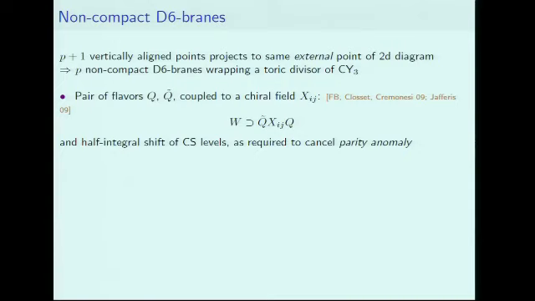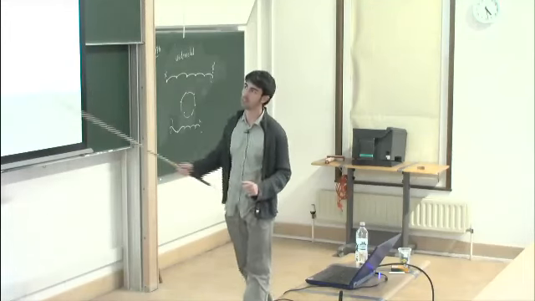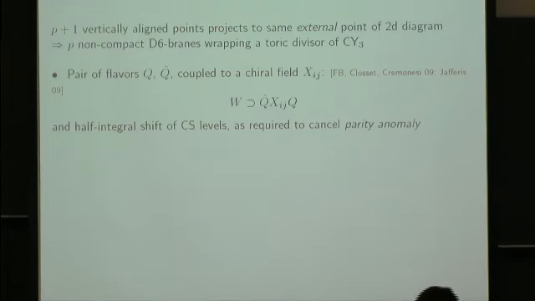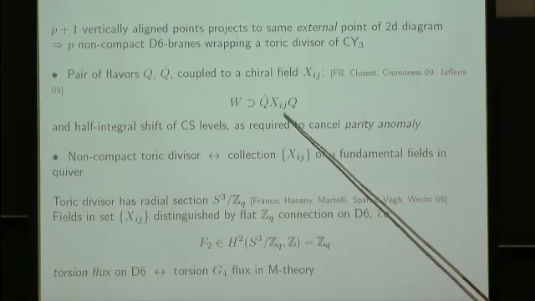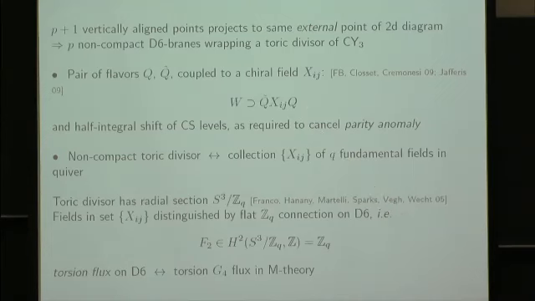Now, these flavors will be coupled to some chiral fields in the quiver. We can call them X_ij, and there will be some superpotential coupling the flavors to the field in the quiver. This is a bifundamental. And also there will be some half-integral shift of the Chern-Simons level. Okay, so this is the kind of theory that we get, essentially a quiver with flavors. We can actually be a little bit more precise about what field in the quiver they are coupling to. And moreover, notice that once we specify which is the bifundamental, we also know what the charges of these quarks are, because of course they have to couple to this bifundamental in the quiver.